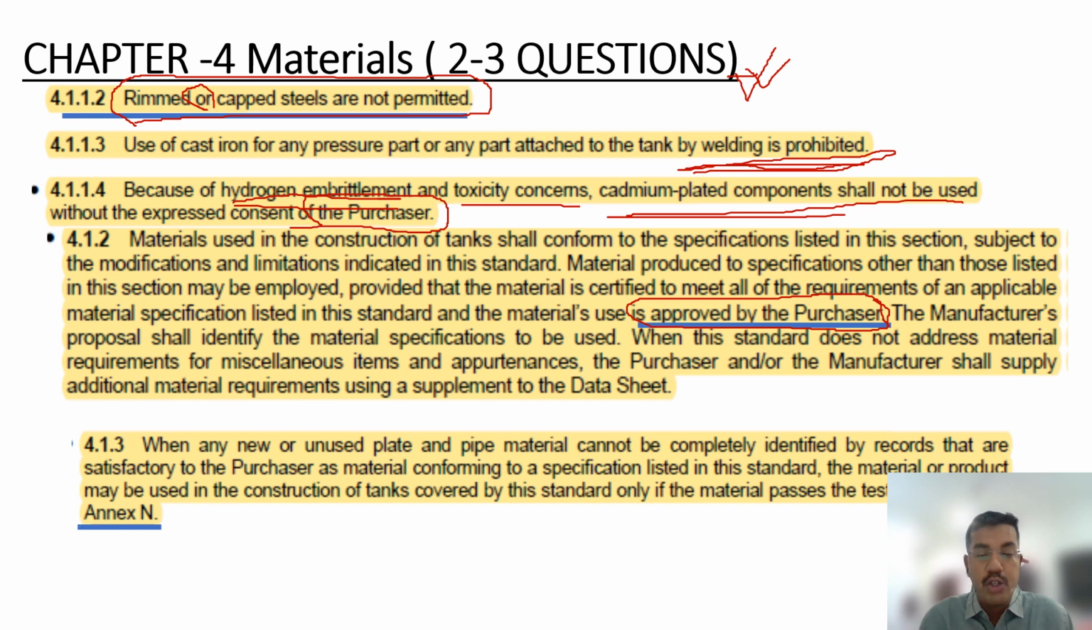When any new or unused plate or pipe material cannot be completely identified by records that are satisfactory to the purchaser as material conforming to the specifications listed in the standard, the material or product may be used in construction of tanks covered by the standard only if it is tested as required by Annex N. There is Annex N. If you have purchased some material and you don't know its traceability, what type of material it is, no MTC number, no heat number, nothing, then by Annex N you need to carry out certain tests in order to identify that material and use it in your construction. So Annex N, you have to remember, many times this question came in API 653.